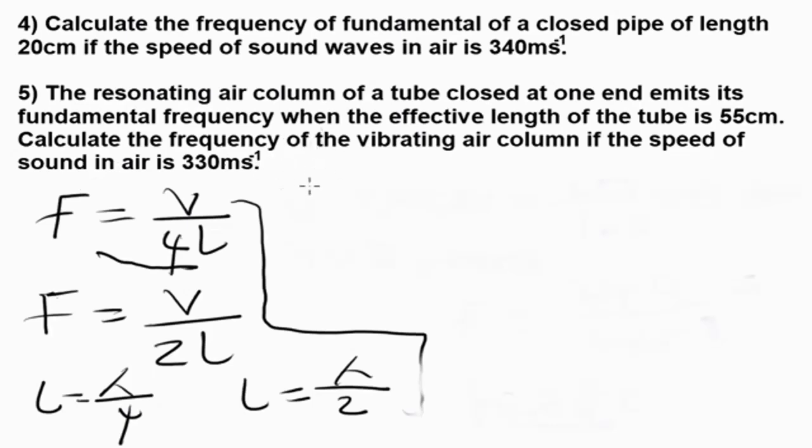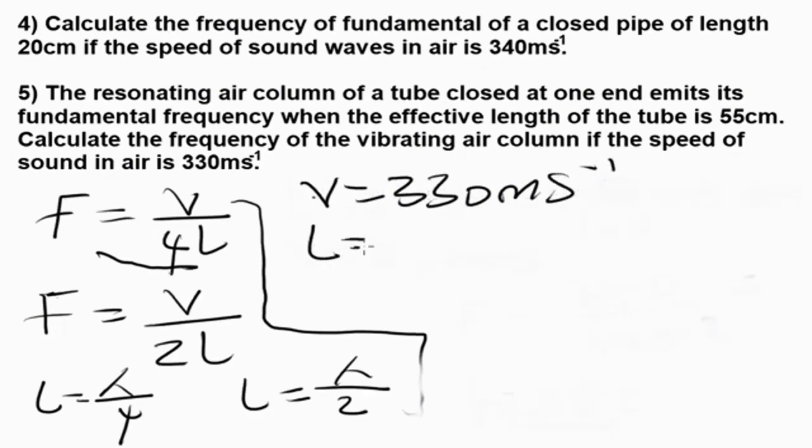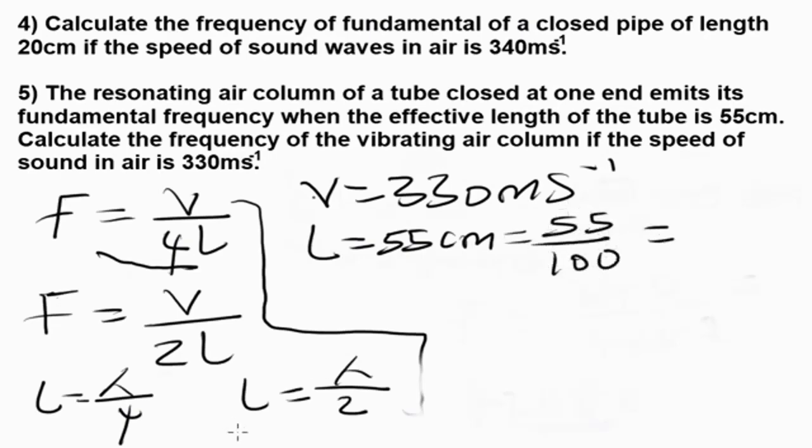Okay, so let's get the parameters. In this question, we have the speed of sound, v, velocity to be 330 meters per second, and we have the length to be 55 cm. So you convert it to meter. To do that, you divide by 100. When you divide this by 100, it's going to give you 0.55 meter.